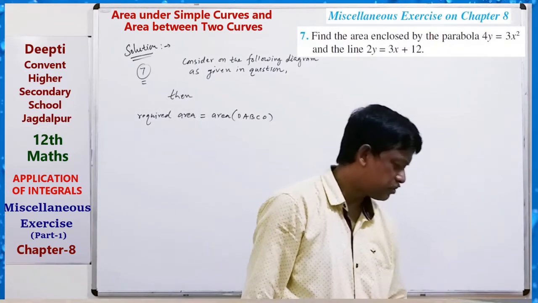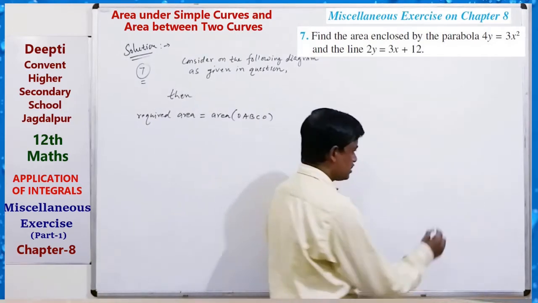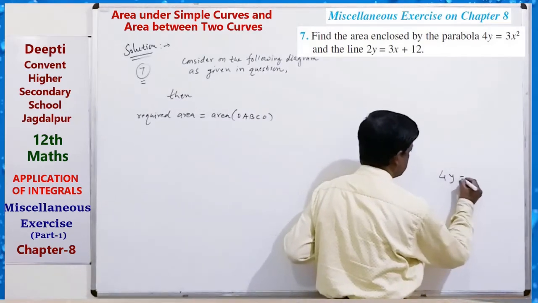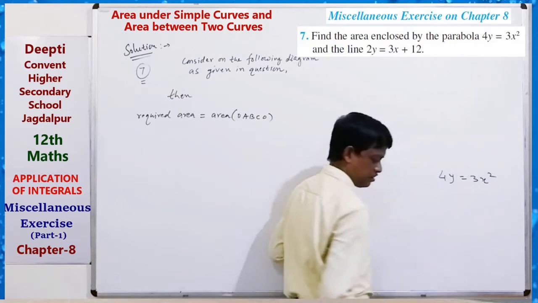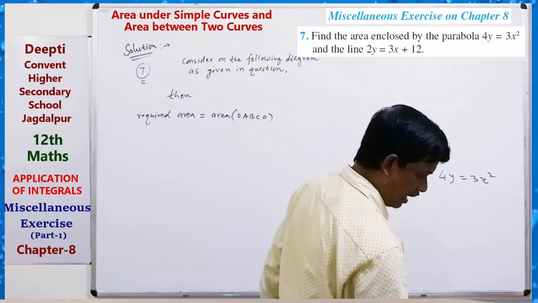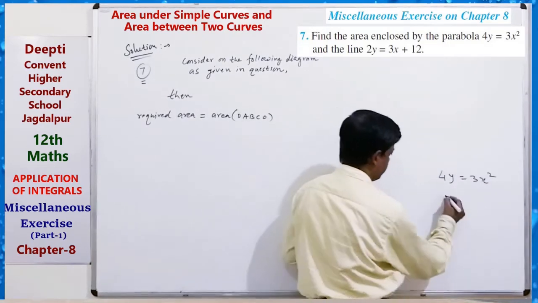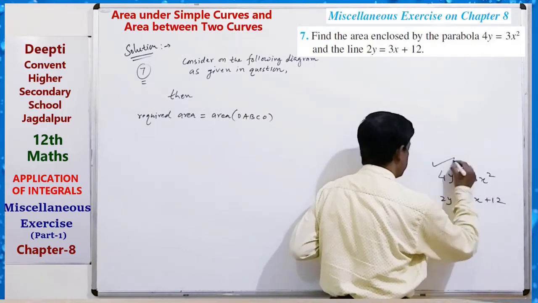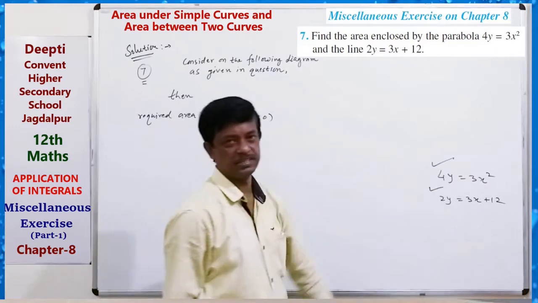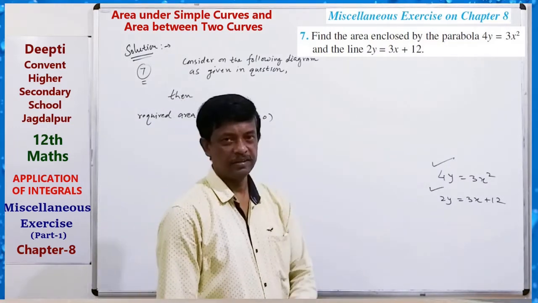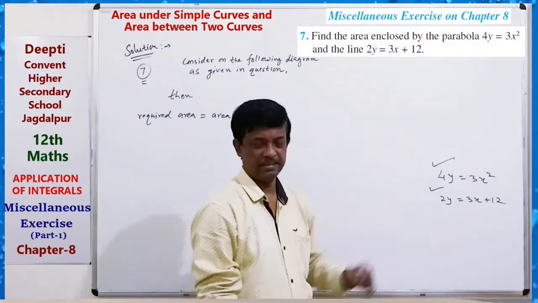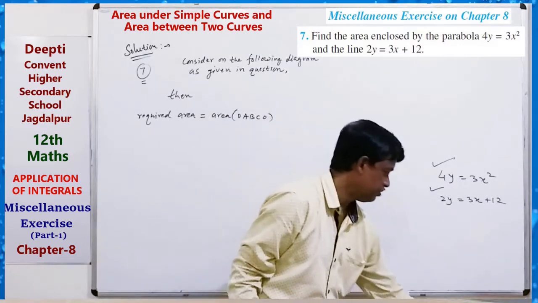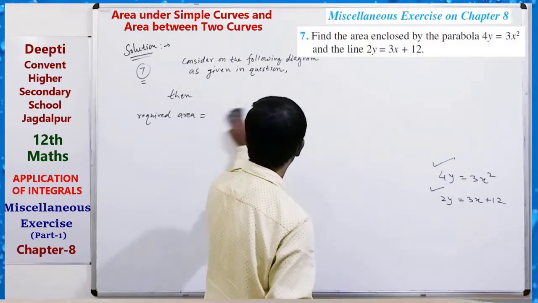Question 7: find the area enclosed by the parabola 4y equals 3x square and the line 2y equals 3x plus 12. This is the parabola, this is the line. By bounding these, we have to find the area. So we can draw the diagram.